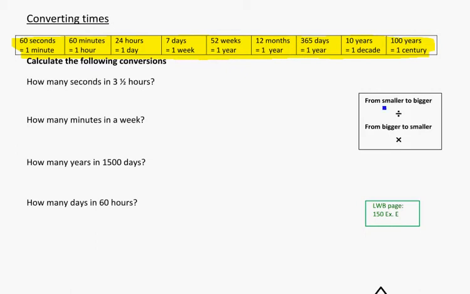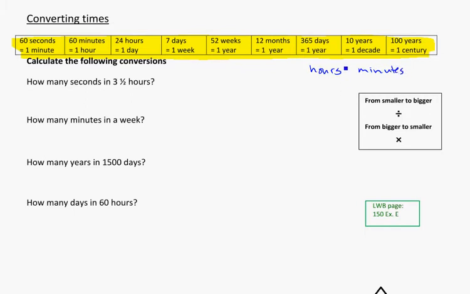And what I want you guys to keep in mind is that if you're going from a smaller unit to a bigger unit, you want to divide. And if you're going from a bigger unit down to a smaller unit, you're going to times. And we'll see how that works out here. But what I mean by bigger and smaller is between hours and minutes.